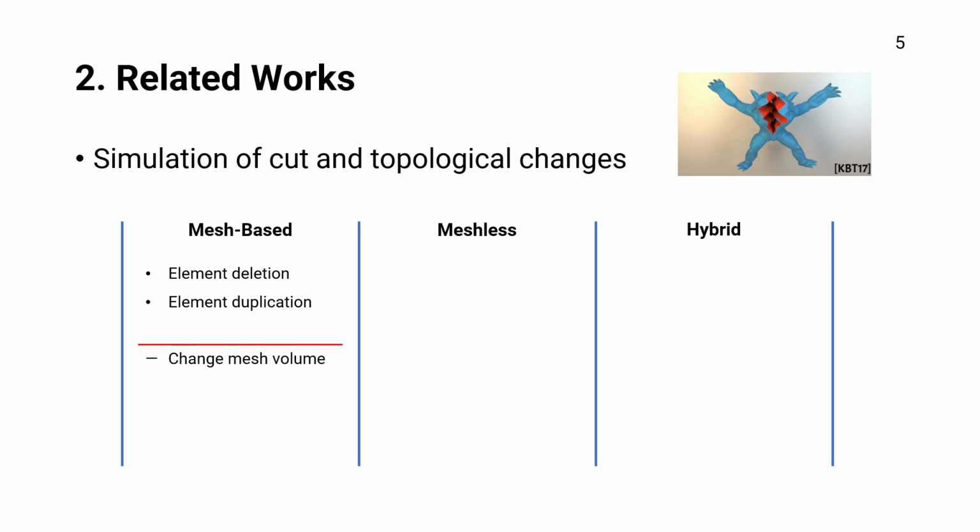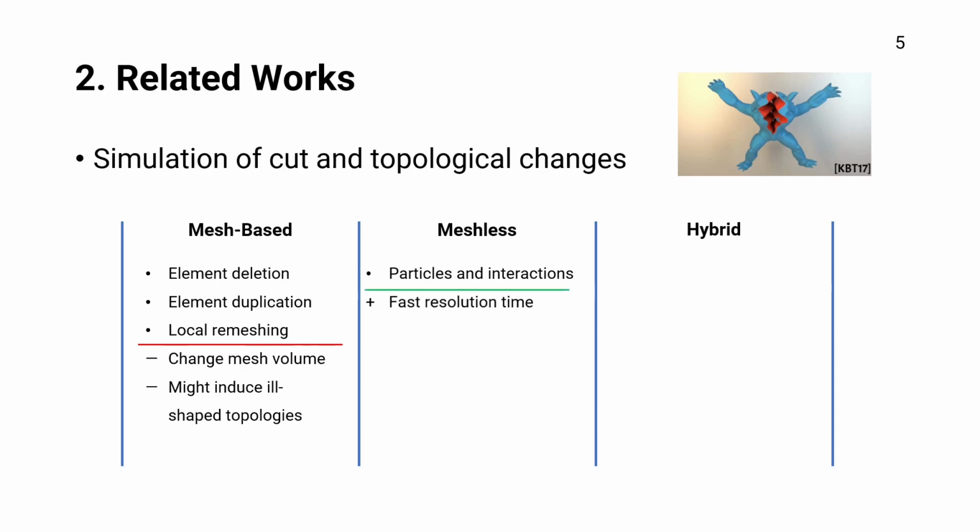Both of these strategies, however, change the mesh volume and can induce instabilities into the simulation. Local remeshing can mitigate this effect, however, it might still induce U-shaped topologies. Meshless methods tend to use particles and their interactions to simulate cut.